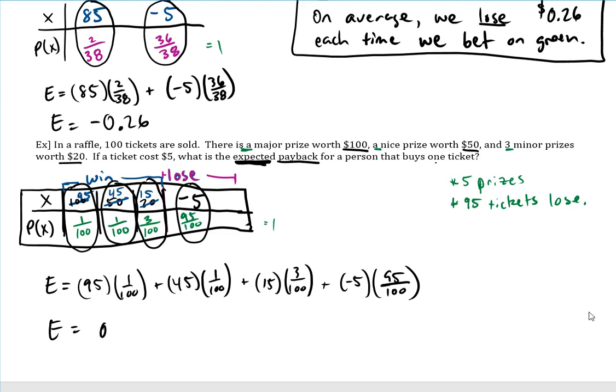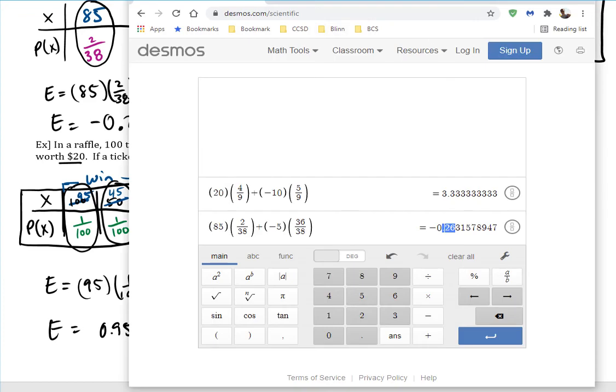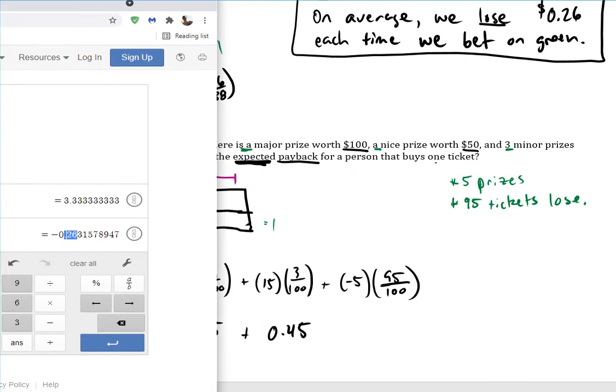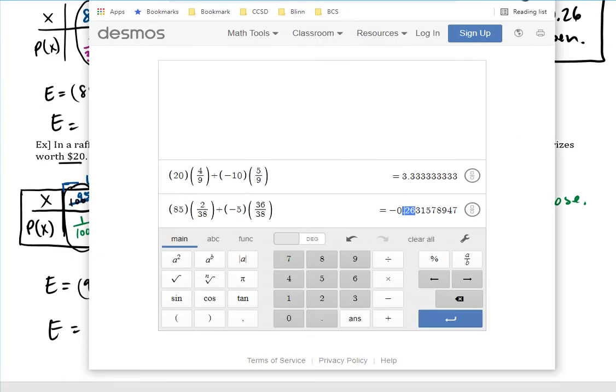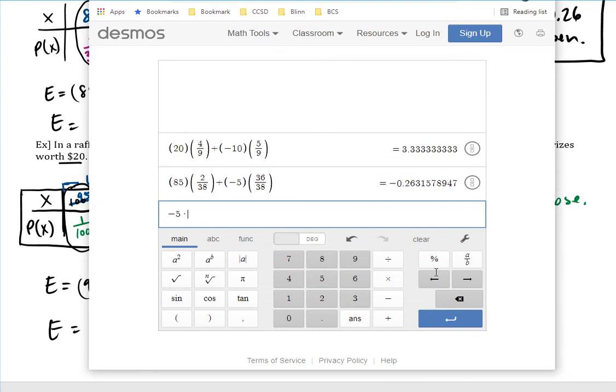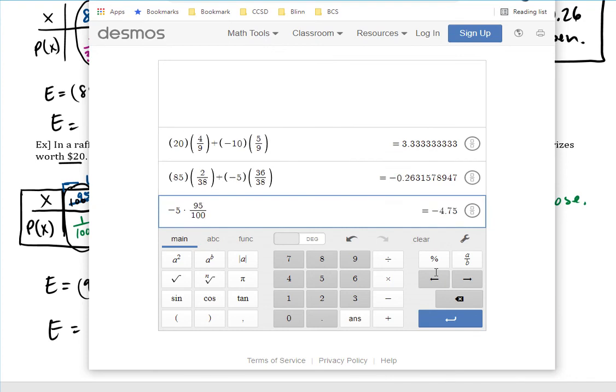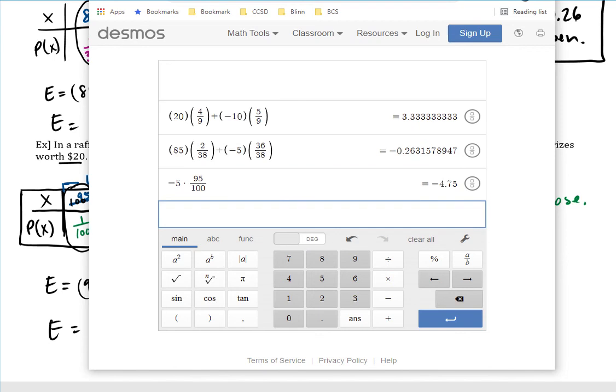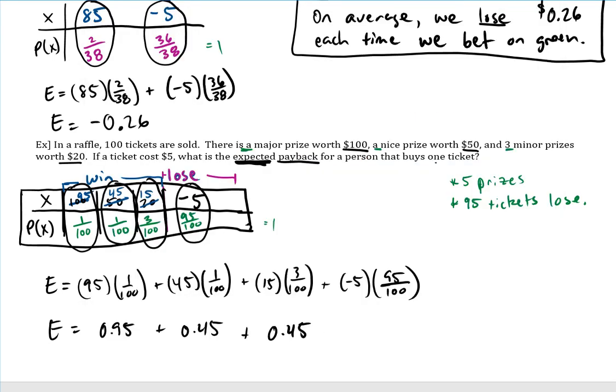Okay, now we have to add all these up. I think I could do this without a calculator. This will be 0.95. This will be 0.45. This one would also be 0.45. This one I need a little help with the calculator. If you wanted to, you could double check for me. So what is negative 5 times 95? Negative 475. Okay, so that's that one, minus 475. I might as well use a calculator one more time.